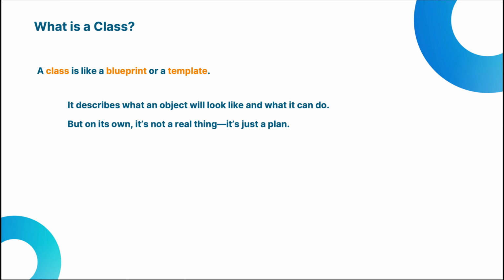A class is like a blueprint or a template. It describes what an object will look like and what it can do. But on its own, it's not a real thing. It's just a plan. So, you can think of a class as a definition or a recipe. It doesn't give you the actual result yet. It only tells you what the result should look like and what ingredients or features it should have.